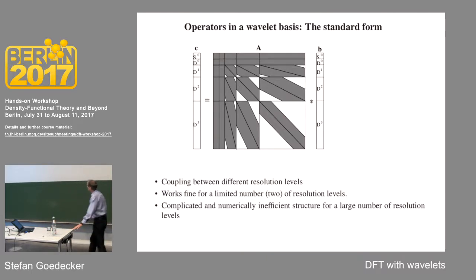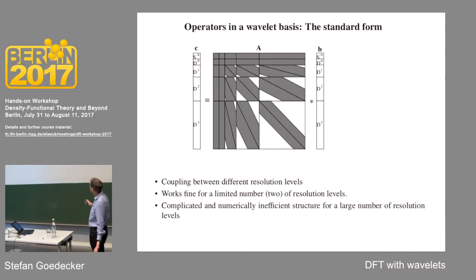So what we have here is a coupling between resolution levels. For instance, this part here is coupling the highest wavelet resolution level with the lowest wavelet resolution level. This form is more or less the straightforward form. That's why it's called a standard form. You can set it up, and it works fine if you have a limited number, let's say 2, of resolution levels. But if you have a very large number of resolution levels, then it becomes very complicated and numerically inefficient, because the number of non-zero entries is quite small.